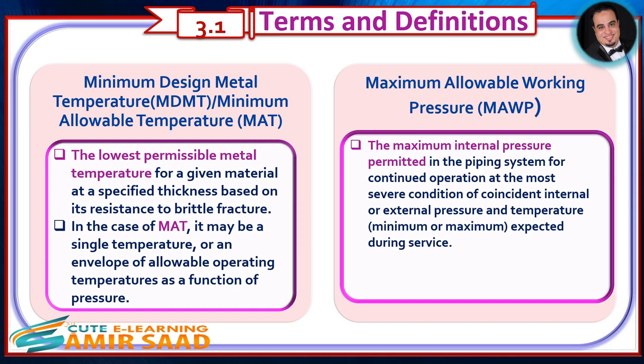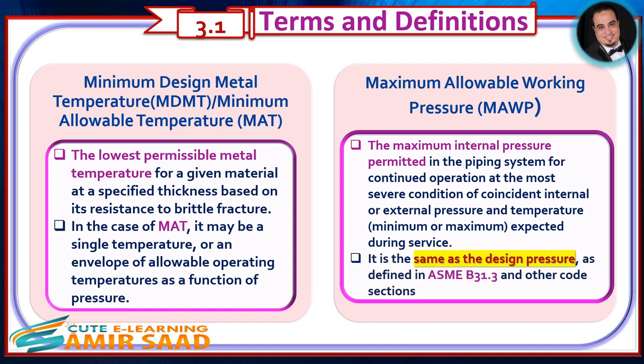Maximum allowable working pressure, MAWP. The maximum internal pressure permitted in the piping system for continued operation at the most severe condition of coincident internal or external pressure and temperature, minimum or maximum, expected during service. It is the same as the design pressure, as defined in ASME B31.3 and other code sections.